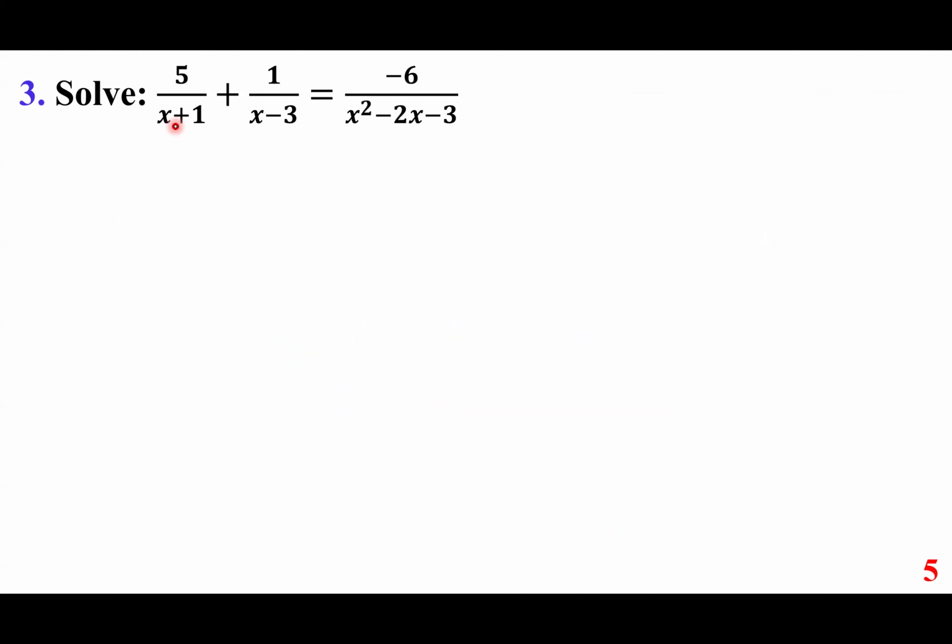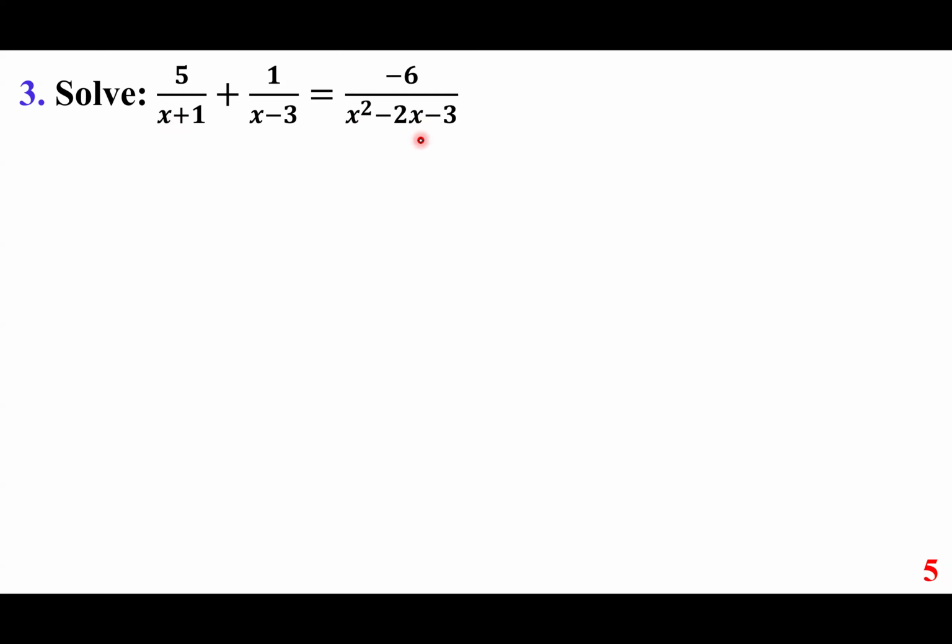You want to solve this equation. This is a rational equation. 5 over x plus 1 plus 1 over x minus 3 equals negative 6 over x squared minus 2x minus 3. How do you solve a rational equation? The best course of action is to clear out all the denominators, which means you're going to factor every denominator. This one is fine. This one is fine. This needs to be factored.